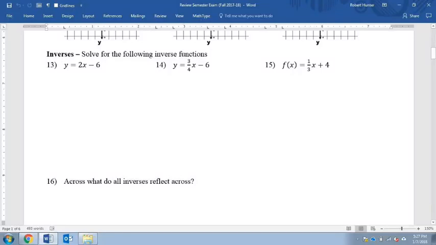Inverses. Okay, these are the parts that we really haven't covered yet, but they are on the test. There's at least 5 of these, so be ready for them. They're not hard, but you've got to be ready for them.